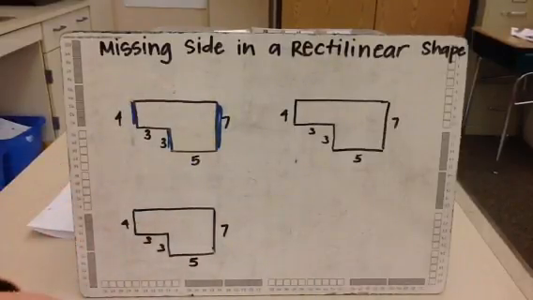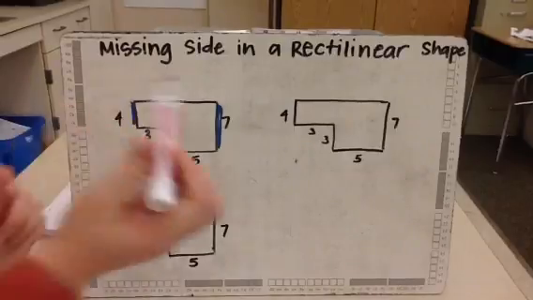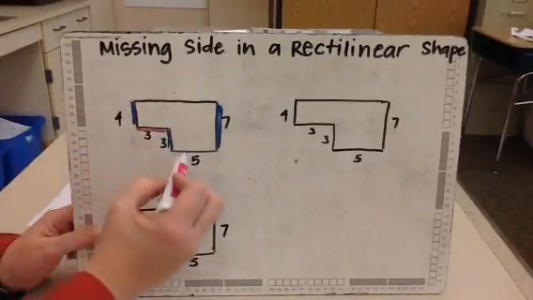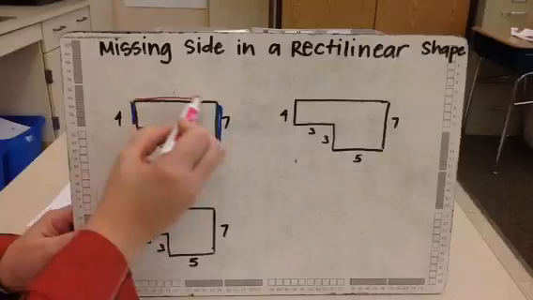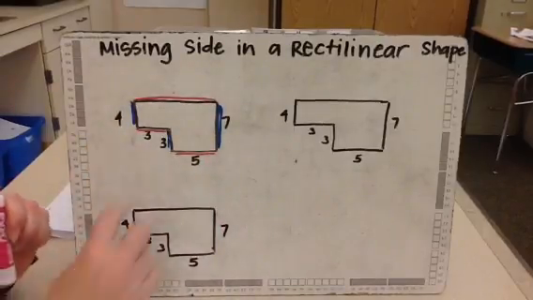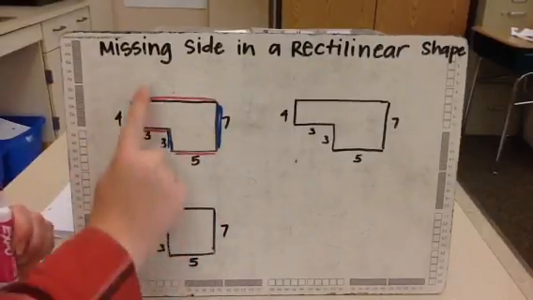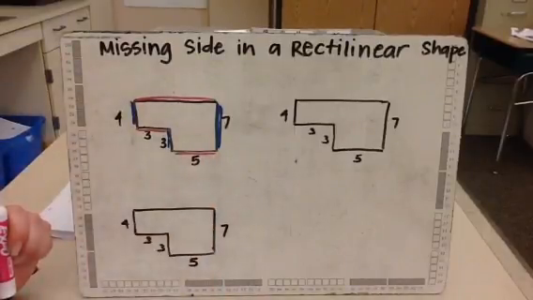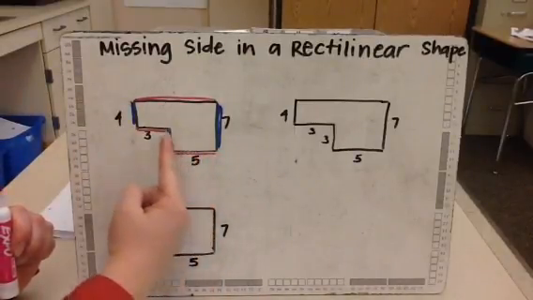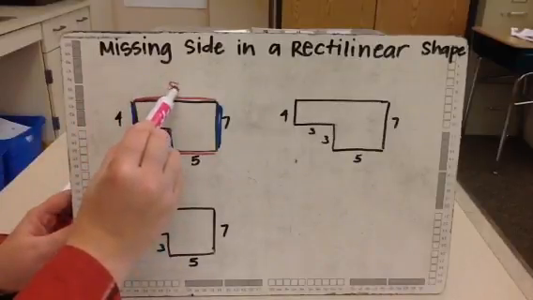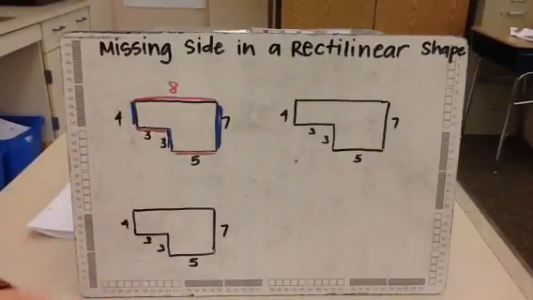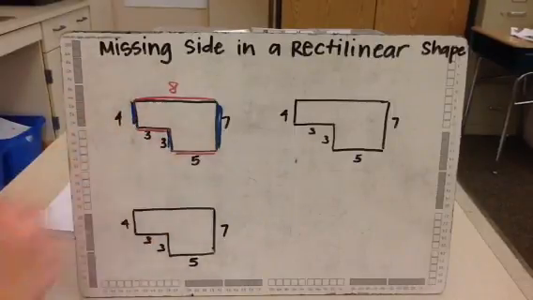I then can use that strategy to help me find this missing number here. So I'm going to highlight my horizontal lines here. And again, opposites are equal, so these two opposites have to equal that one. So if I add 5 plus 3, that would get me 8. And then I can now work on the inside of my rectilinear shape, breaking it apart and finding the area. So that is one strategy that you can use, is thinking about vertical lines need to equal each other and horizontal lines need to equal each other.